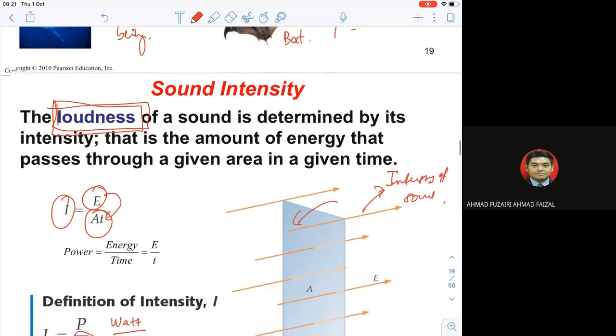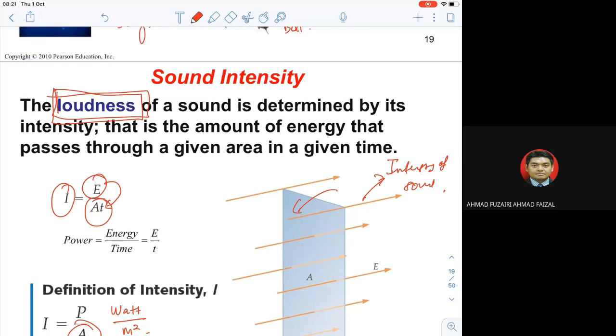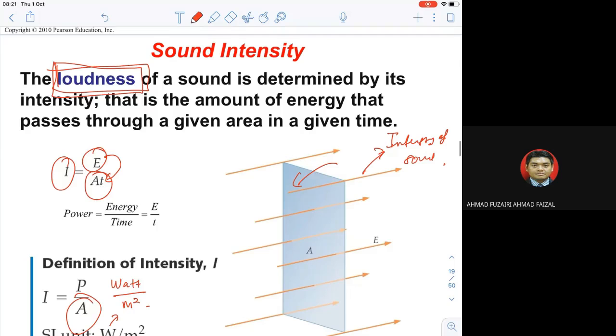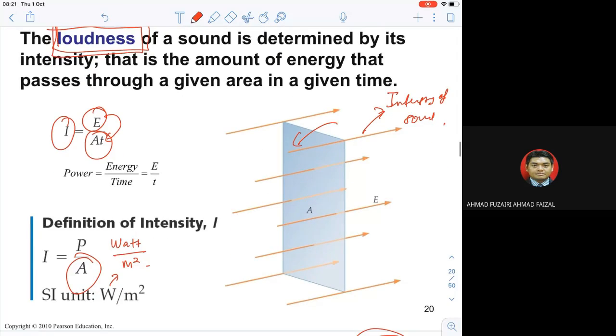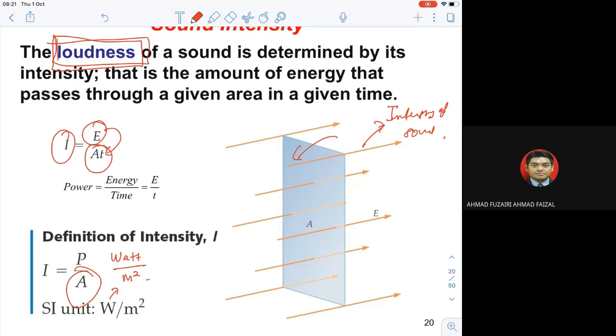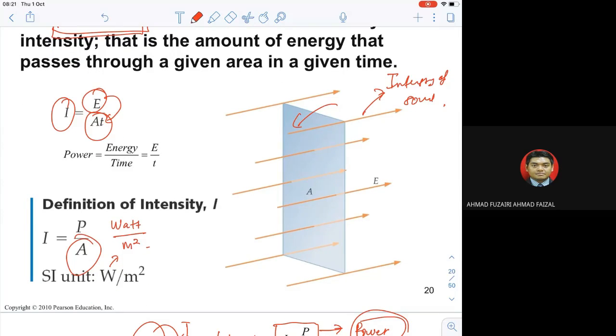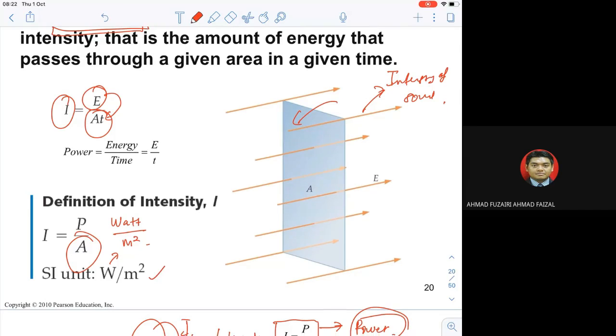When we talk about sound intensity, of course it is related to loudness. Loudness of sound is determined by its intensity. What is intensity? Intensity is the power per unit area. That's why the unit for intensity is watt per meter squared, where watt is for power, while A is the surface area, in meter squared.